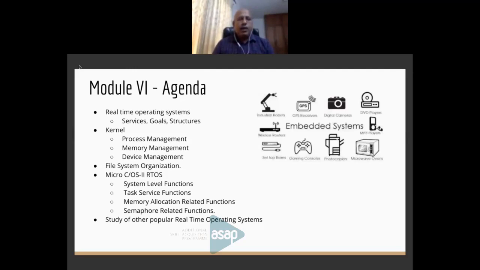And I will also highlight some of the popular real-time operating systems and where they are used, and things like that. So I will give you an industry perspective at the same time. The foundation aspects I will be covering in the next 1 hour.